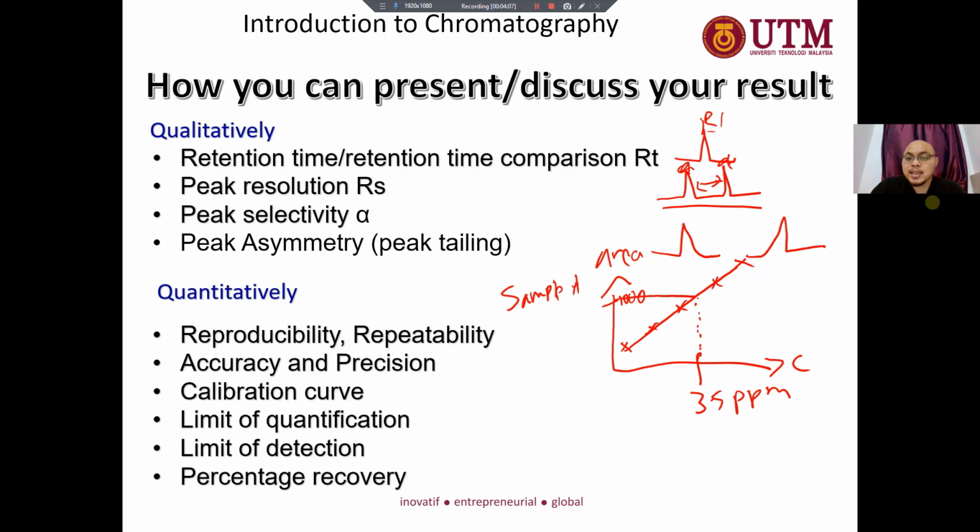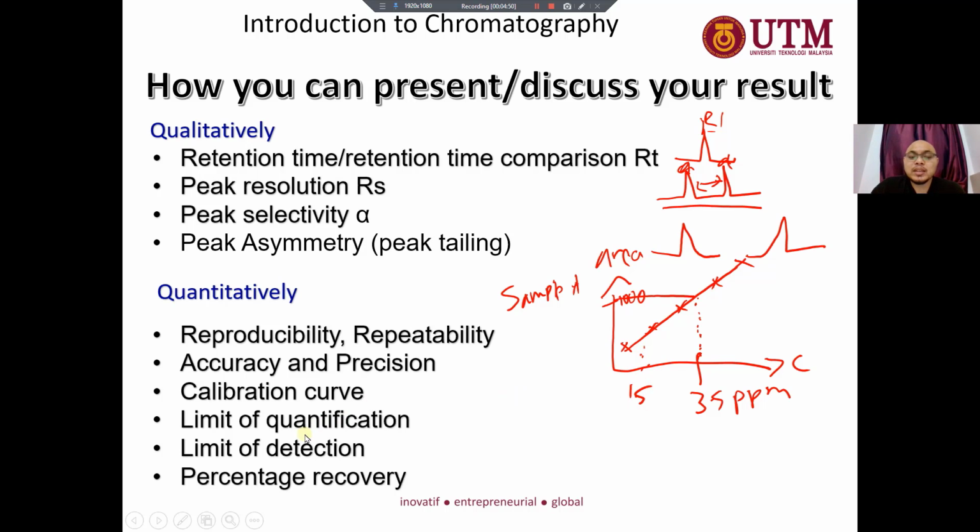What is limit of quantification? Limit of quantification is the minimum amount that you can quantitate. In the calibration curve, the LOQ value must be in between the points of the calibration curve. If your LOQ is either lower or higher than the points of the calibration curve, it will not be accepted. So the limit of quantification must be within the calibration curve. Maybe in this example, the limit of quantification is 1.5 ppm.